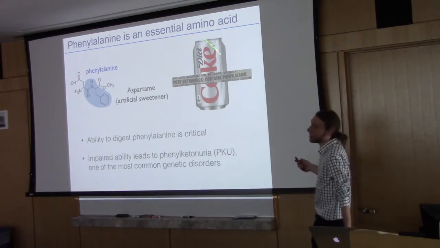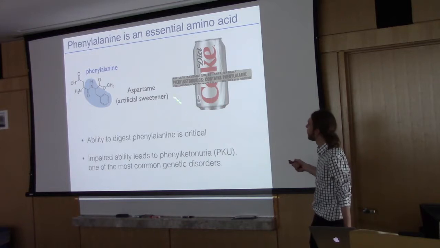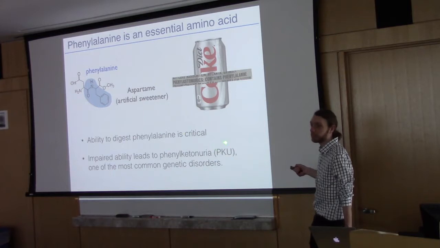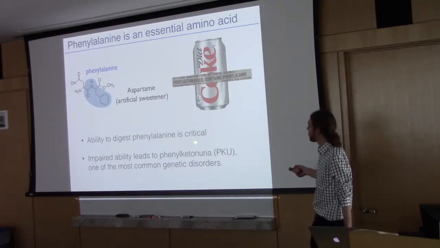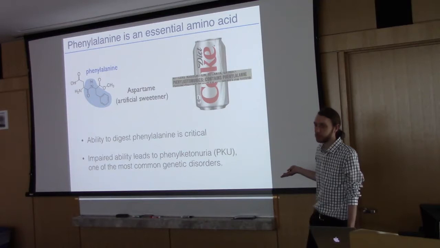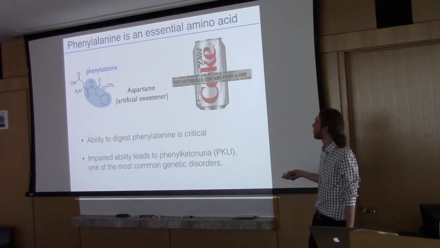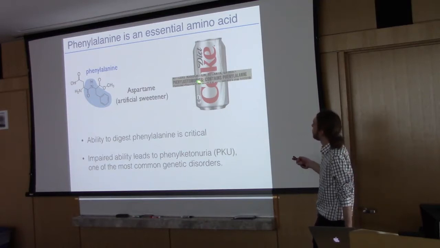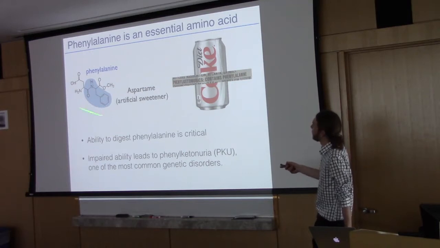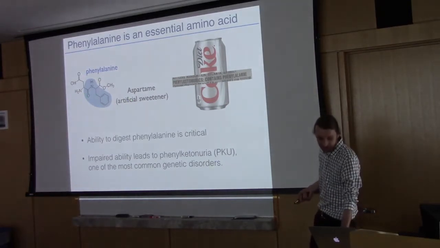Phenylalanine, as many of you know, is an essential amino acid. We have to digest phenylalanine. It's really critical to our health. This occurs in the liver, and if you aren't able to do this, it leads to a disease called phenylketonuria, which is one of the most common genetic diseases that all newborns are screened for. And you may have seen, like on a can of Diet Coke, it says "danger, contains phenylalanine." That's because aspartame, this artificial sweetener, gets broken down into phenylalanine.